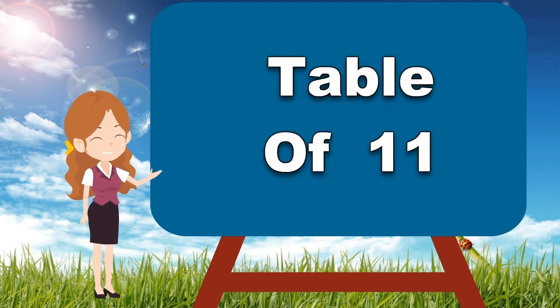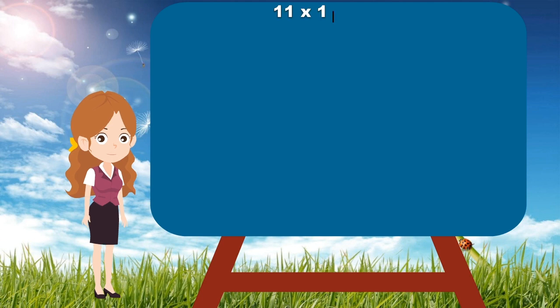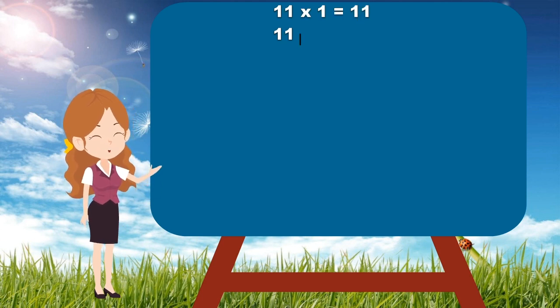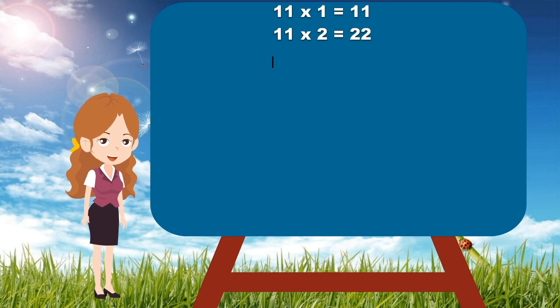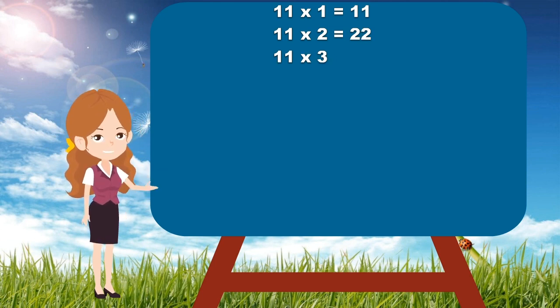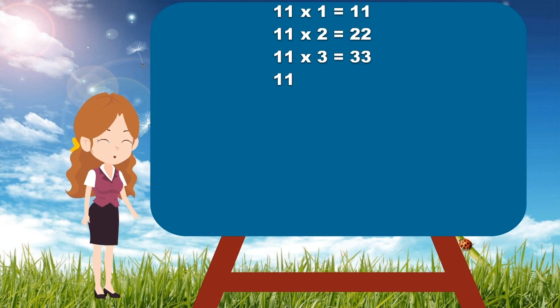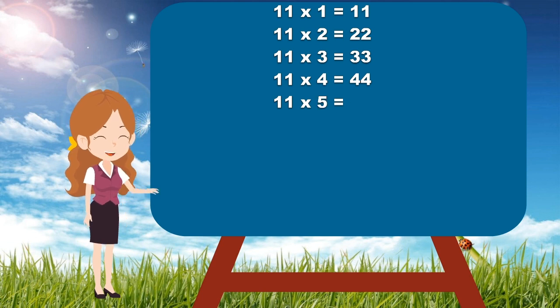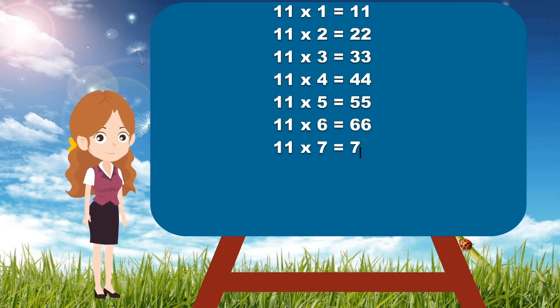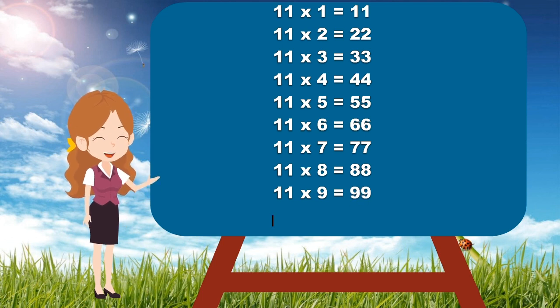Let's start. 11 ones are 11. 11 twos are 22. 11 threes are 33. 11 fours are 44. 11 fives are 55. 11 sixes are 66. 11 sevens are 77. 11 eights are 88. 11 nines are 99. 11 tens are 110.